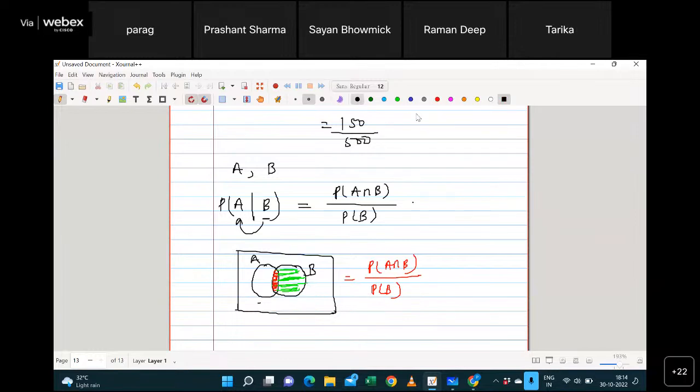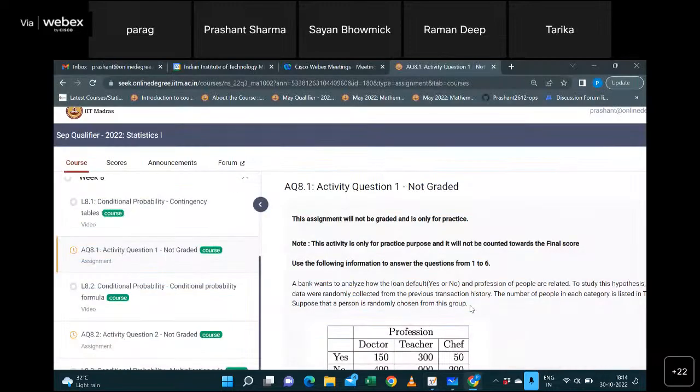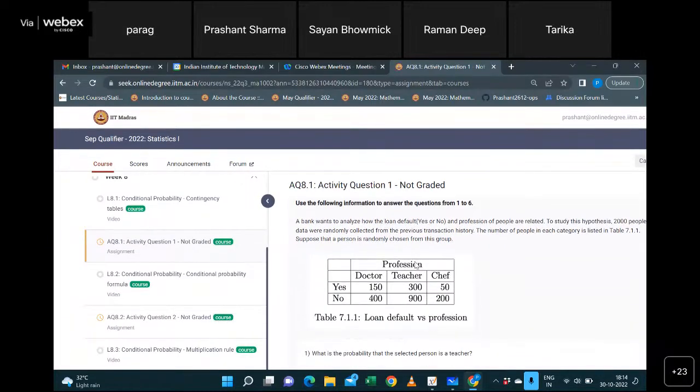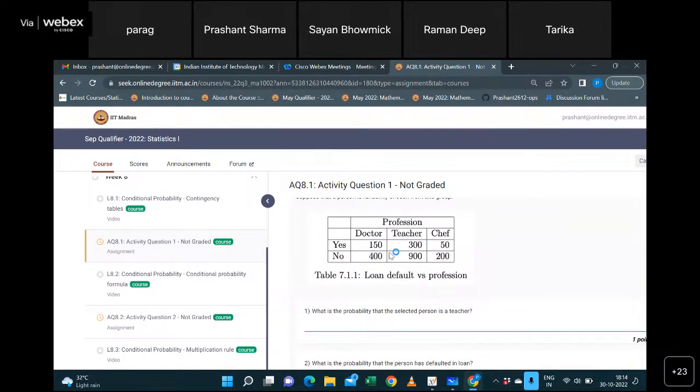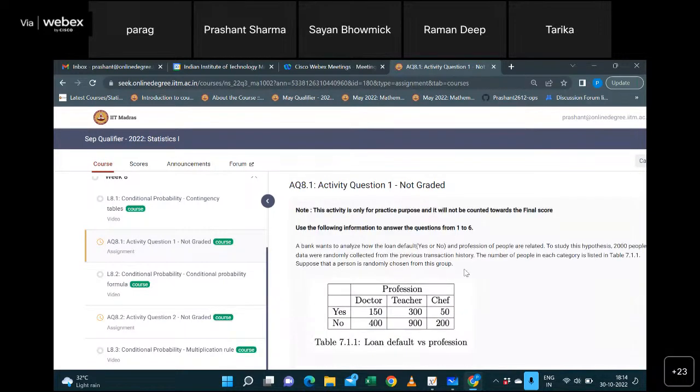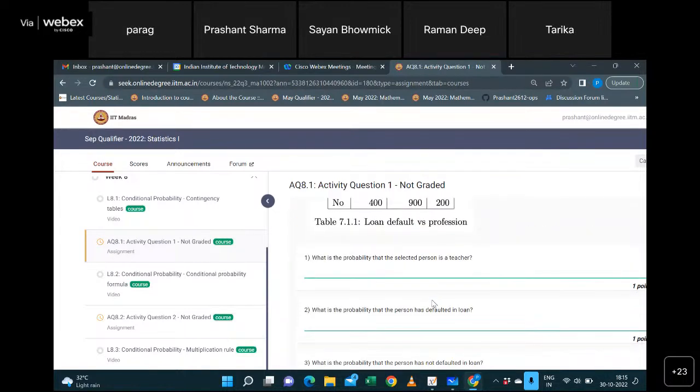I will come to Bayes theorem. First, I am going lecture wise. So in activity 8.1, any doubt? This is a kind of contingency table. Here you have to find the probability.